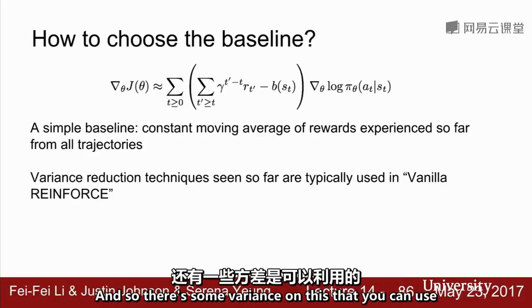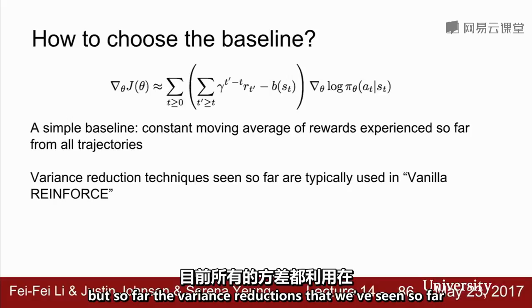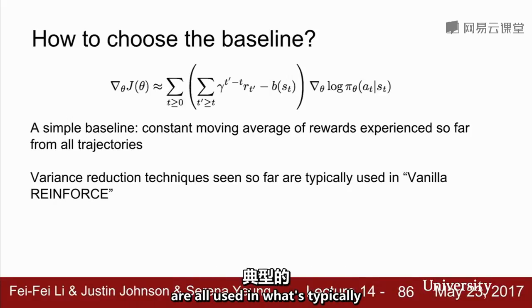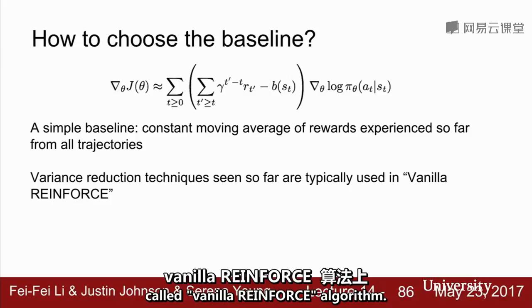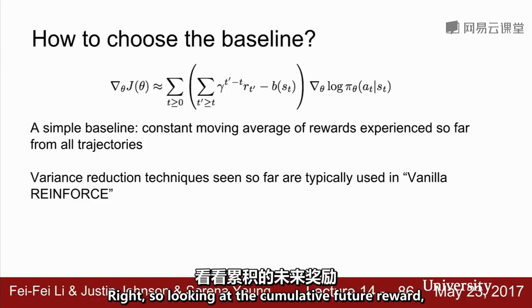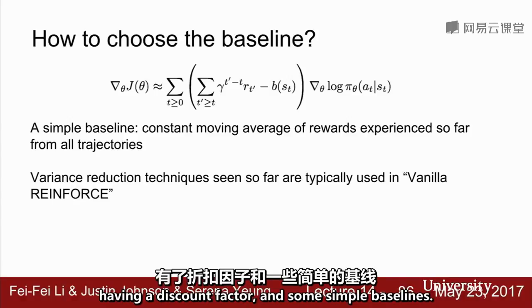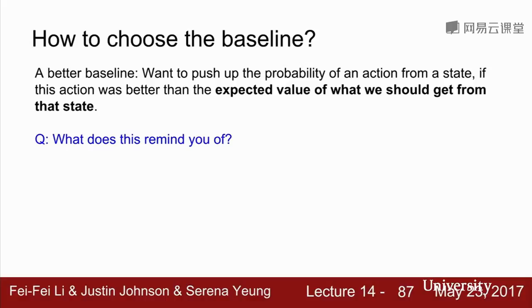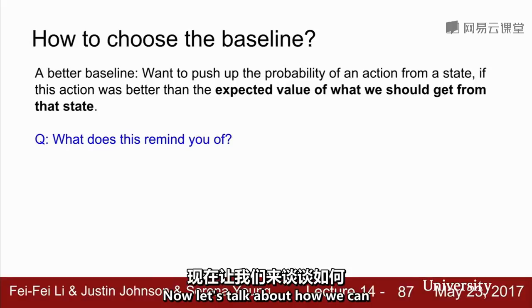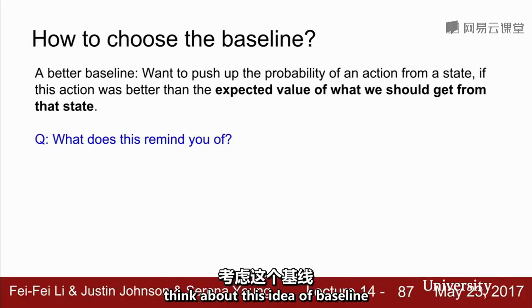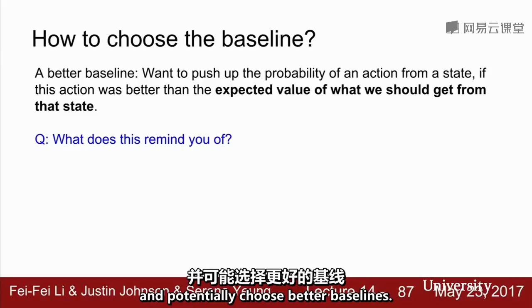There's some variance on this that you can use, but so far the variance reductions that we've seen are all used in what's typically called the vanilla REINFORCE algorithm. Looking at the cumulative future reward, having a discount factor, and some simple baselines. Now let's talk about how we can think about this idea of baseline and potentially choose better baselines.